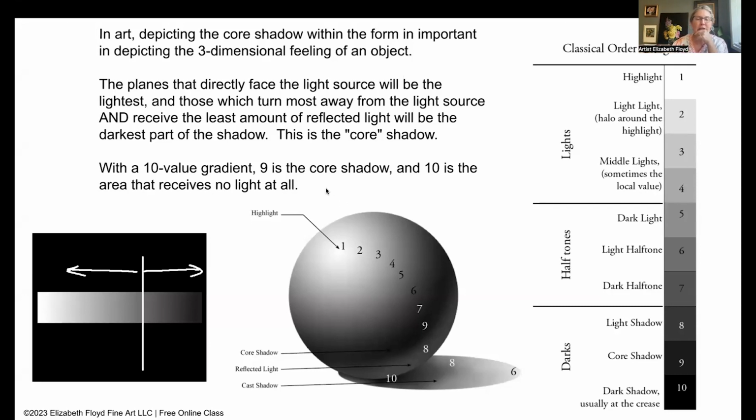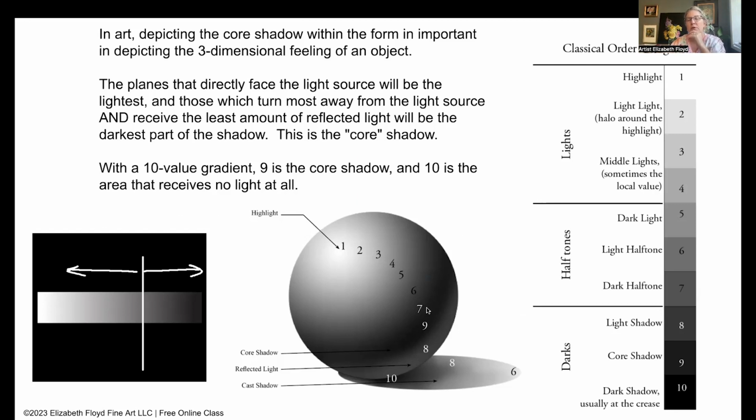What I want to point out is that when you're painting a 3-dimensional object and you want it to look 3-dimensional, you have what's called a core shadow. The area or plane of the object that is directly facing the light source will be your lightest value, and as it rolls away, it gets darker.